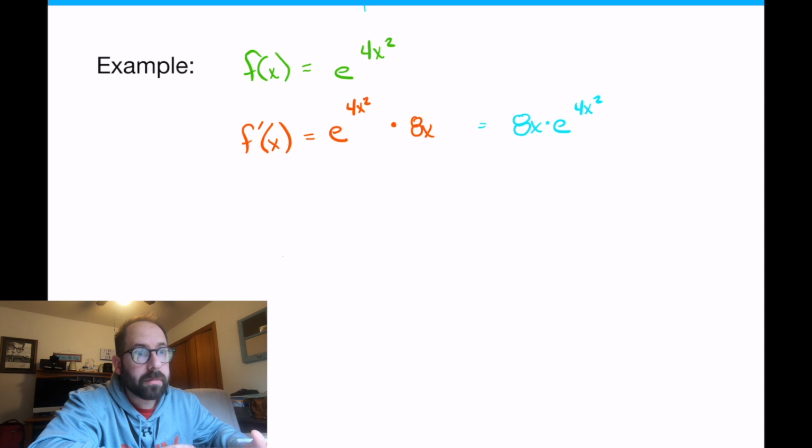Okay, you're going to have a problem today that's going to have an e and it's going to have something in the power that you have to take a derivative of. So be careful of that. That's the shortcut for e. It's a chain rule.